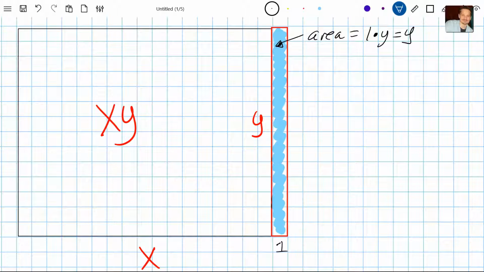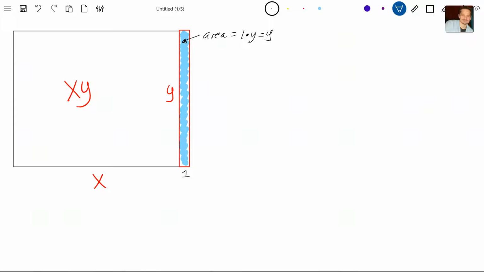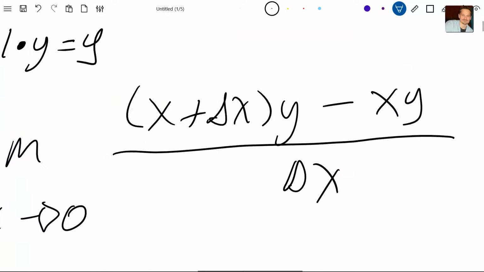Let's also confirm this in a slightly more mathematical way, because it's kind of fun and interesting to do. So imagine that now I'm going to do this mathematically, to be more rigorous. I will say the limit as delta x approaches 0 of (x plus delta x) times y minus xy, divided by delta x. Where am I getting this? Well, this simply says the following. Let's focus on it a little bit.